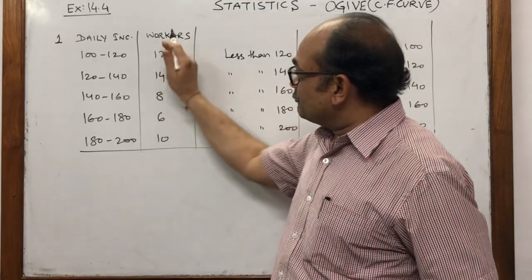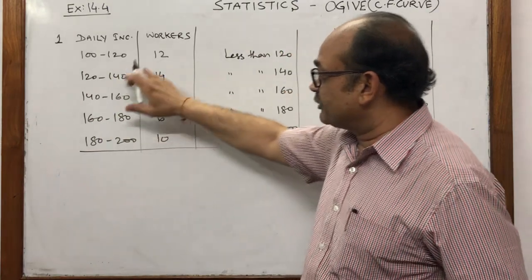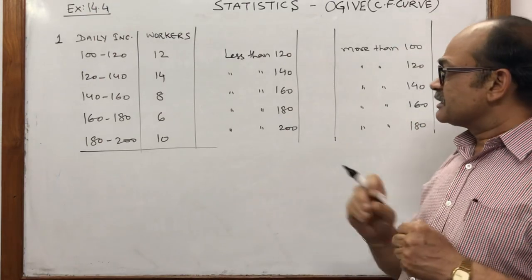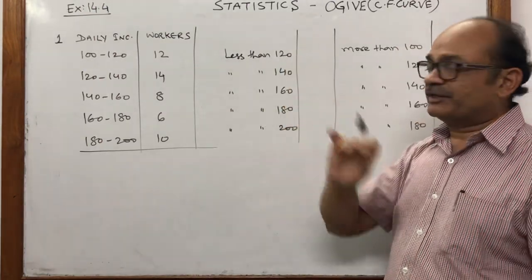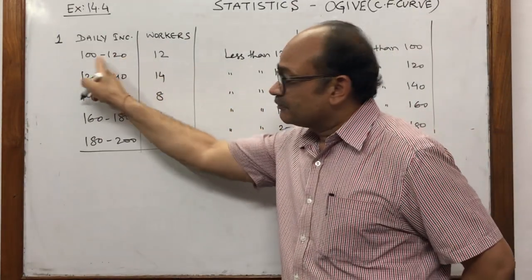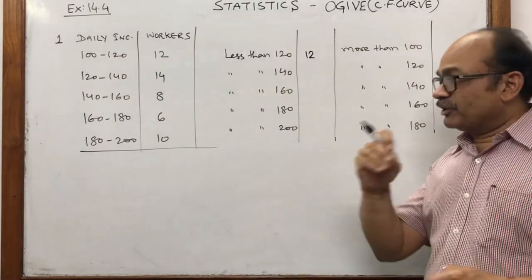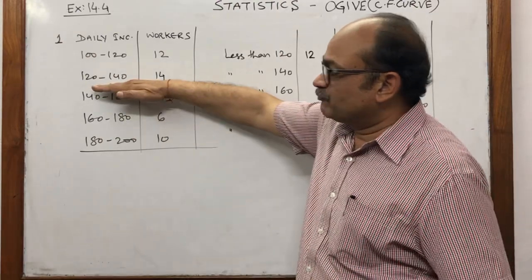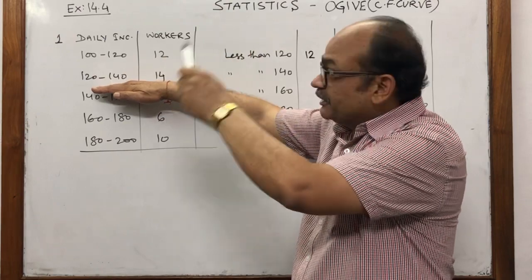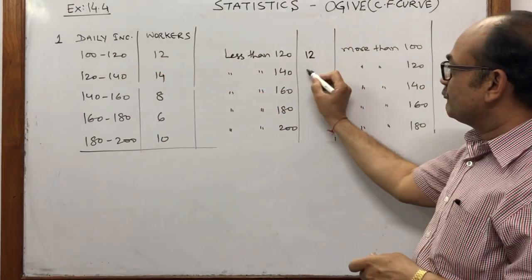Suppose the daily income of the workers: 100 to 120, 12 workers; 120 to 140, 14 workers; and so on. We want to make a particular table such that how many are getting less than 120 income. Less than 120 means the first group, that is 12. So here we write 12. Now I want to calculate how many are getting less than 140. Less than 140 means 100 also works, 120 also works, 130 also works. Less than 140, it means you have to add these two. That is CF.